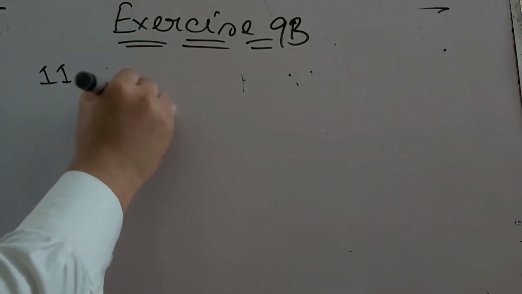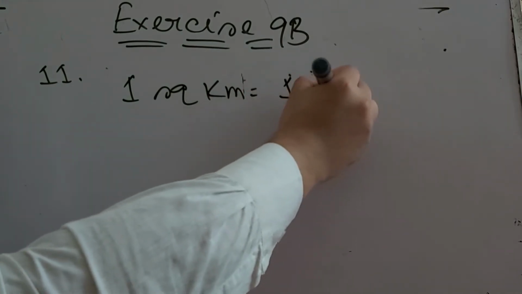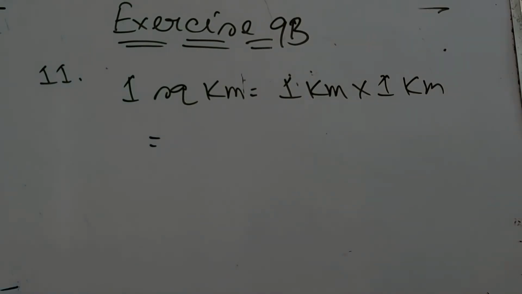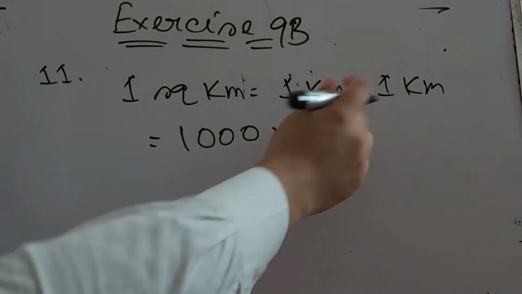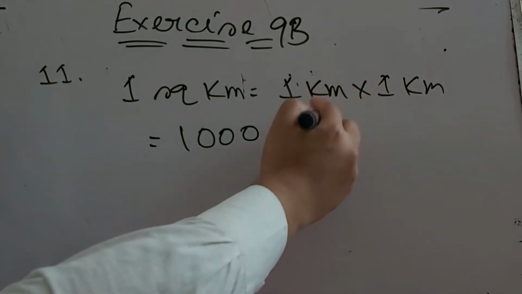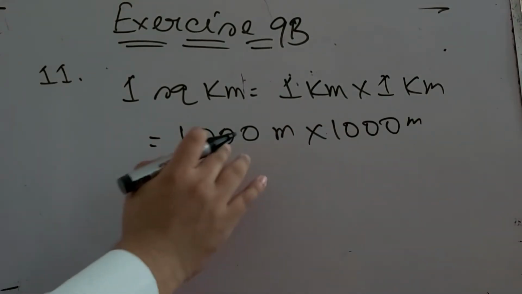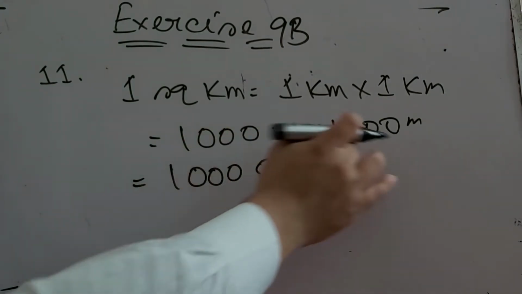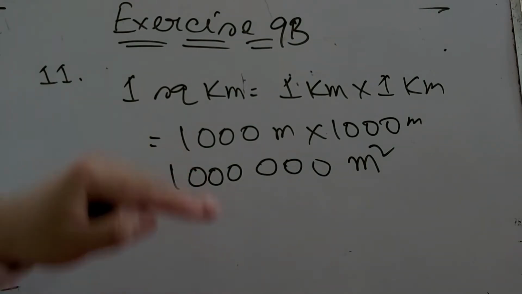A square kilometer means 1 kilometer times 1 kilometer. And we already know that 1 kilometer equals 1000 meter. So 1 kilometer times 1000 meter, here our result will be 1,000,000 square meter. Then we have to convert this square meter into hectares.